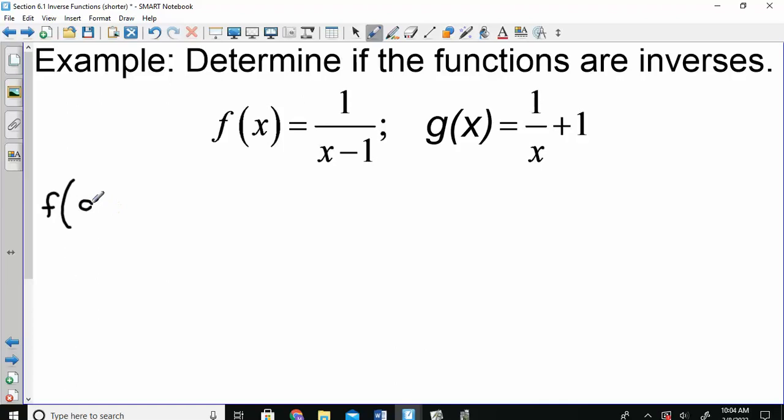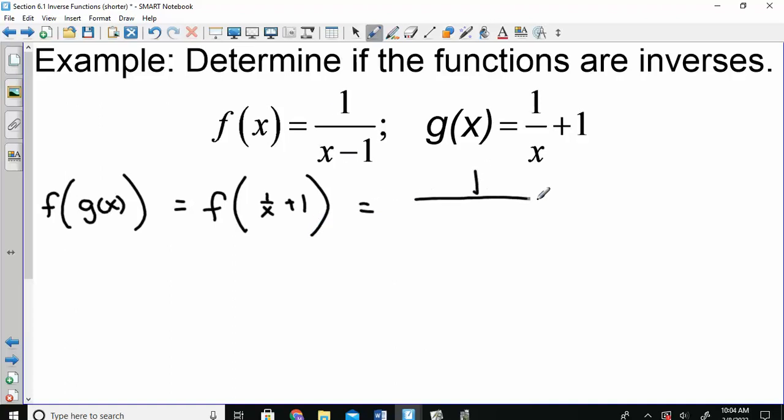So we have to plug them into one another. So if I do f composed with g, g is 1/x plus 1. I'm plugging that into f. So f is 1 over whatever we plug in minus 1. So when I look at this, 1 over x plus 1 minus 1, what happens? Those cancel, so I get 1 over x.